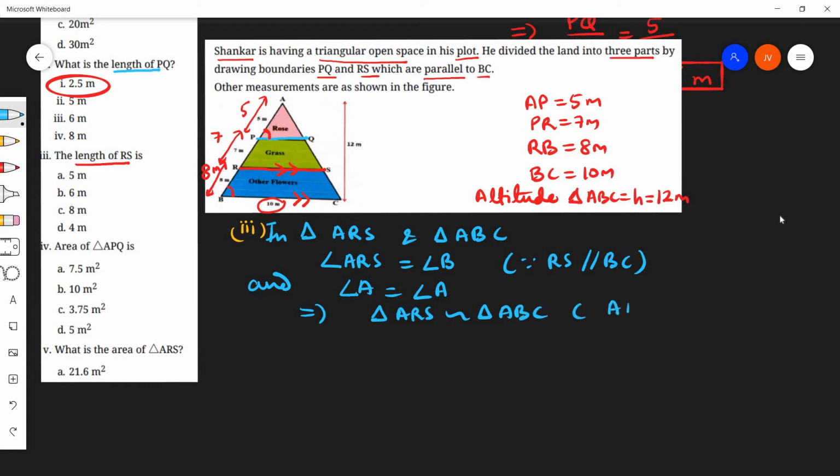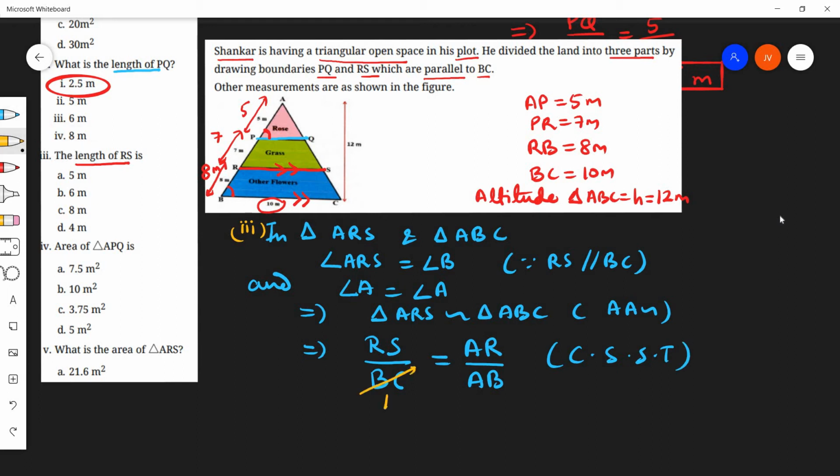And what is the reason behind? Angle-angle similarity. And if two triangles are similar, we can write the corresponding parts are proportional. So the base of ARS, that is RS, by base of triangle ABC, that is BC, is equal to one of the sides of ARS, that is AR, divided by the corresponding side of triangle ABC, that is AB. And this is by corresponding sides of similar triangles. And we are supposed to find length of RS. RS is to be found. BC is 10 meters.